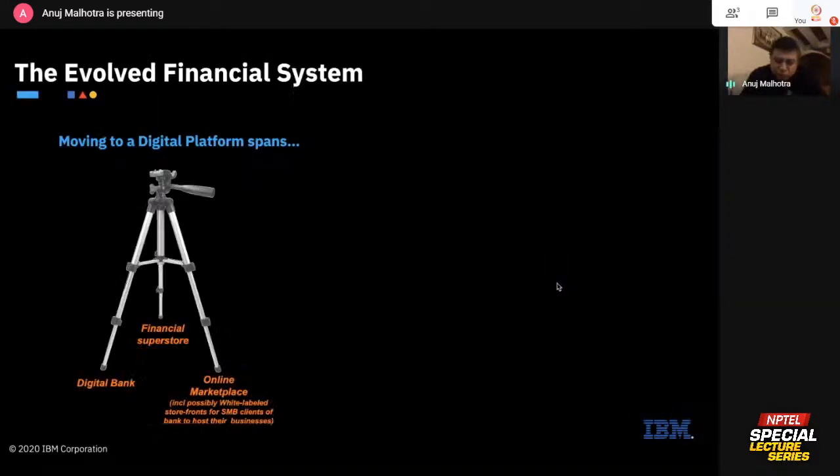To the left bottom of this tripod, you can see is digital bank, which is very, very common. All of us transact in digital bank. Moving from there to become a financial superstore, right? And that means that I can basically now say, I'm going to cross-sell you insurance. I will do wealth management for you. I can give you loans for reasonable EMIs. I can help with your stocks, basically, and all of that, right? So you go from being just a basic digital bank to becoming a financial superstore.